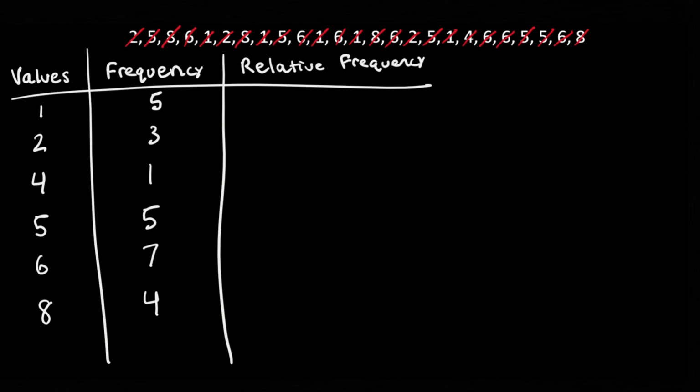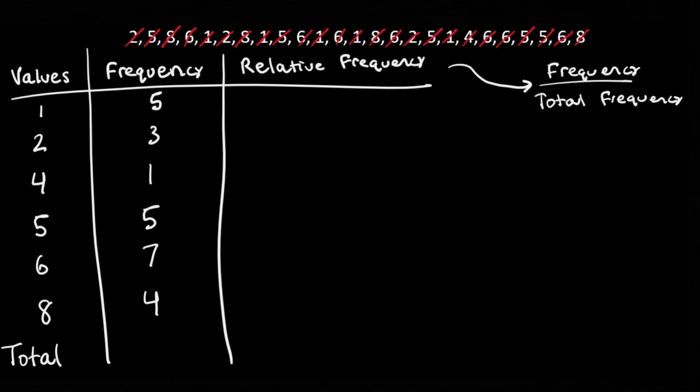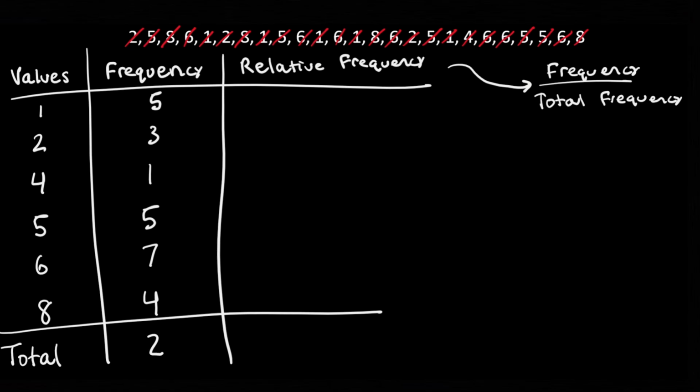We can then find the relative frequencies by dividing the frequency of our value by the total frequency. Let's create a row called total. Then to find the total frequency, we can just sum up the frequency column. So 5 plus 3 plus 1 plus 5 plus 7 plus 4 is 25.